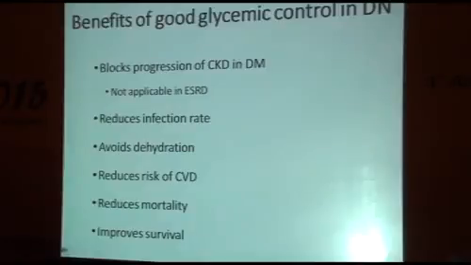What are the benefits of glycemic control in diabetic nephropathy? In diabetic nephropathy, if we have good control, there will be a block in the progression of chronic kidney disease, but this will not be applicable in end-stage renal disease. There will also be a reduction in the infection rate, because there is going to be less glucose in the urine. It avoids dehydration because osmotic diuresis comes down, and it reduces cardiovascular risk, reduces mortality, and improves survival.